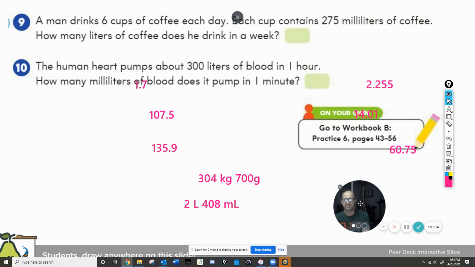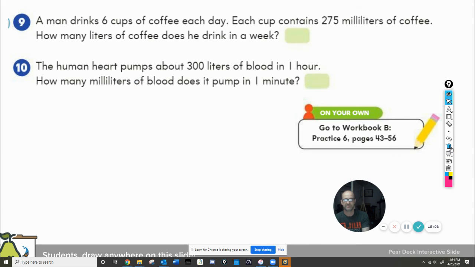A man drinks 6 cups of coffee each day. Each cup contains 275 milliliters of coffee. How many liters does he drink in a week? Okay, multiply 6 times that. 6 times 275, and you are going to get 1,155.